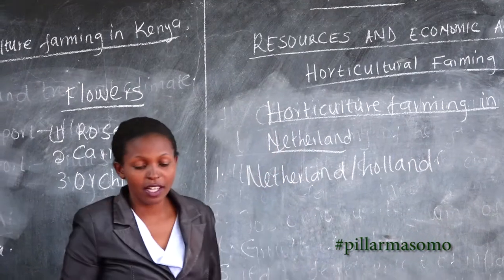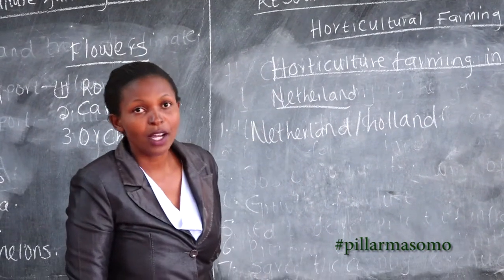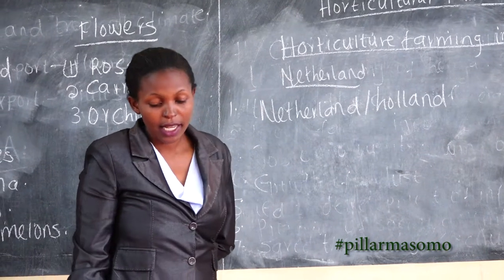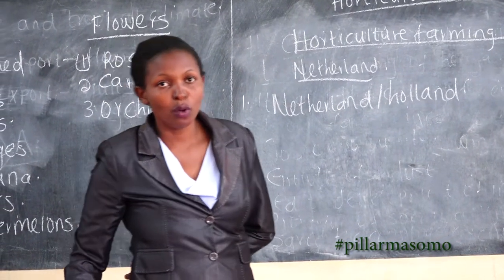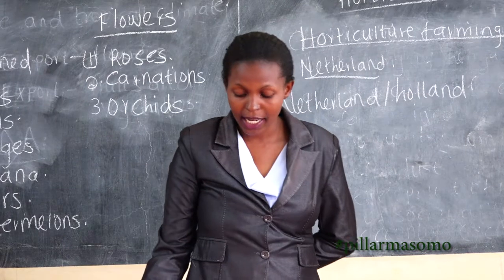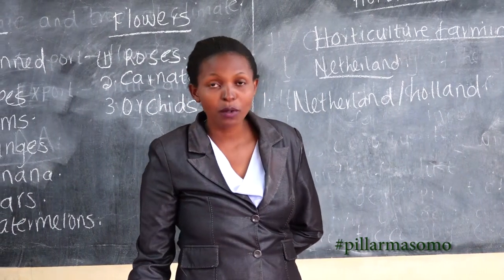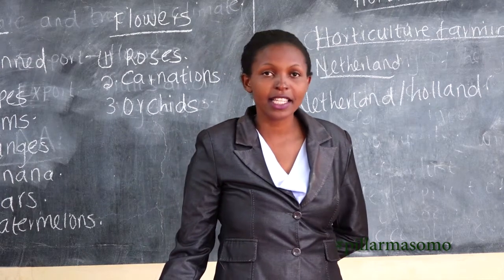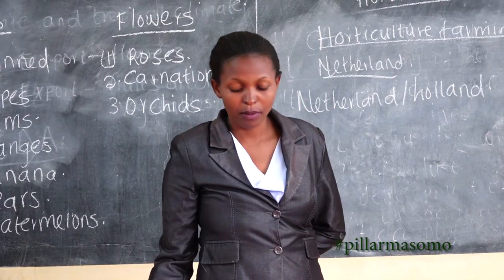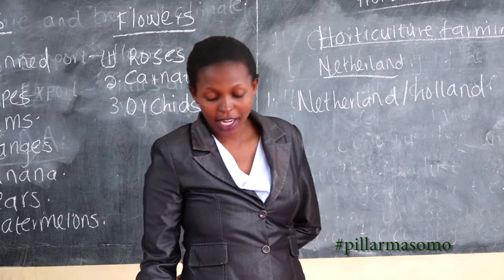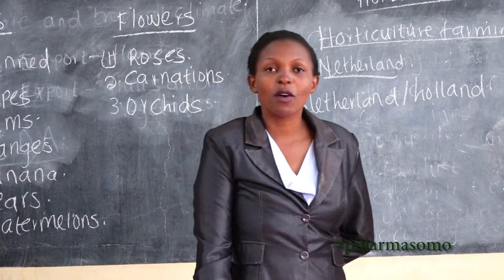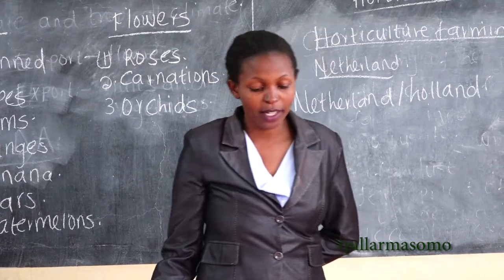We have Netherlands or Holland. And we have said this one is a country in Central Europe, and most of its land is below the sea level. This is because the land which was previously in the sea was reclaimed. Most of the land is rich, which consists of alluvial soil.